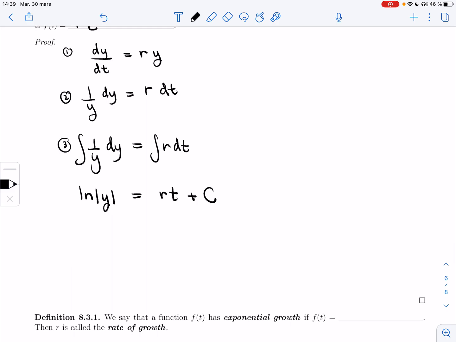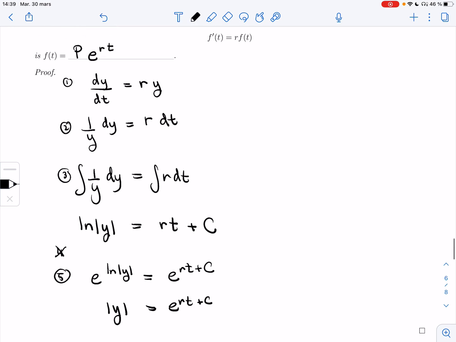I don't have an initial condition, so there's nothing to do for step 4. Let's move to step 5. I need to isolate y. If I apply the exponential to both sides, that's going to give me the absolute value of y. And then to get rid of the absolute value, I can take plus or minus.